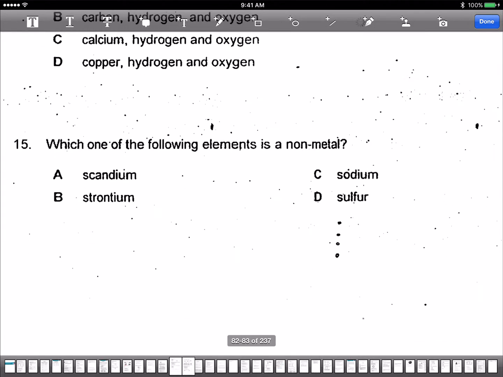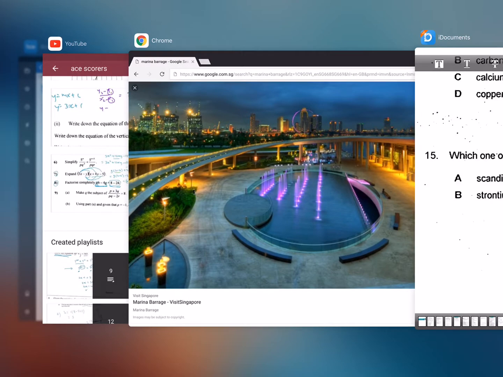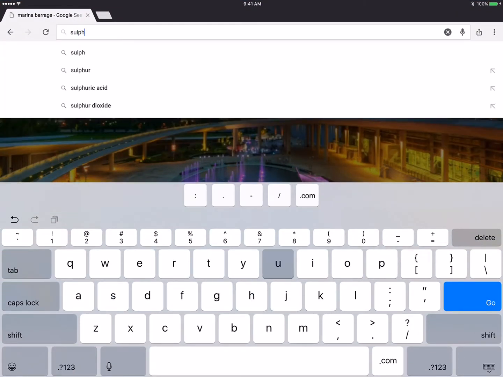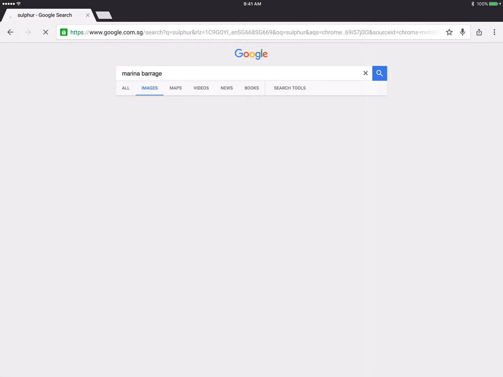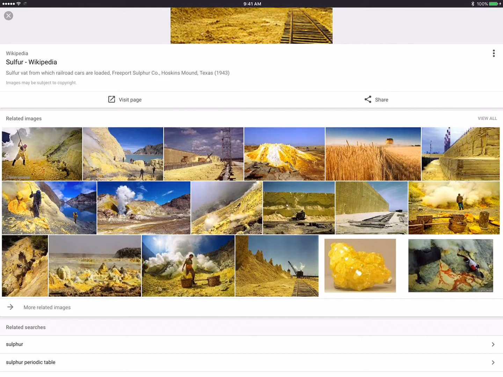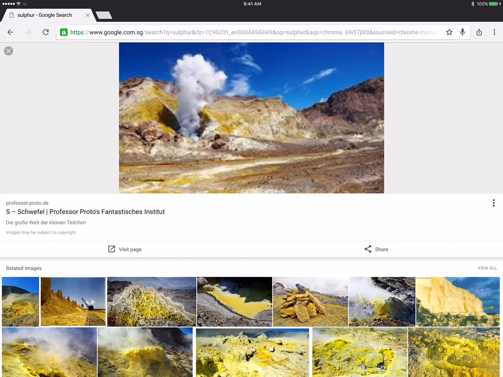Question 15. Which of the following is a non-metal? D, sulfur. What is sulfur? I thought it's a metal. Do you know what sulfur is? Where do you get sulfur from? Iron? Sulfur? Where does sulfur come from? You see this? Underground volcano. It's a powder. Sulfur powder, volcano.